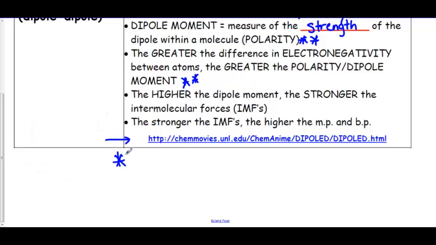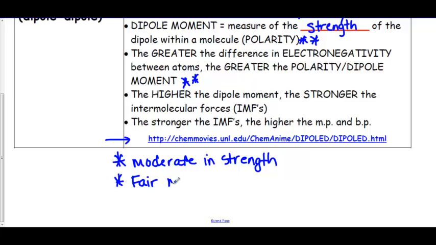So for molecules that have dipole forces, they are moderate in strength. Remember, it depends on the electronegativity difference between the atoms. They have fair melting points and boiling points, okay, kind of in between, moderate, and they have fair vapor pressure, which means they moderately evaporate.